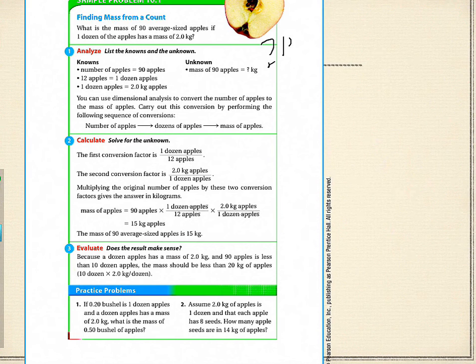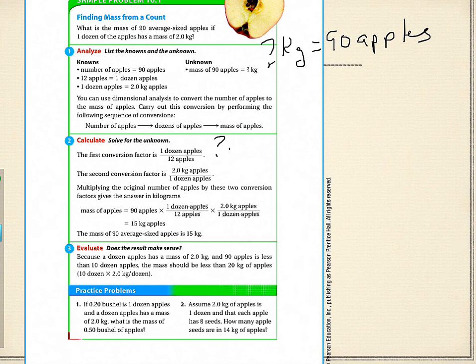So I'm going to try to find the kilograms of apples, and I'm given 90 apples. So I start off with 90 apples, and I'm trying to figure out how we're going to get that converted into kilograms. Well, what we know is that a dozen apples has a mass of 2 kilograms. So we can't go directly this way. Let's start this over a little bit.